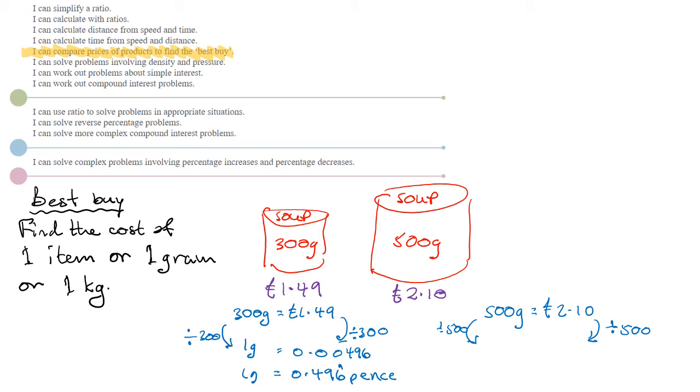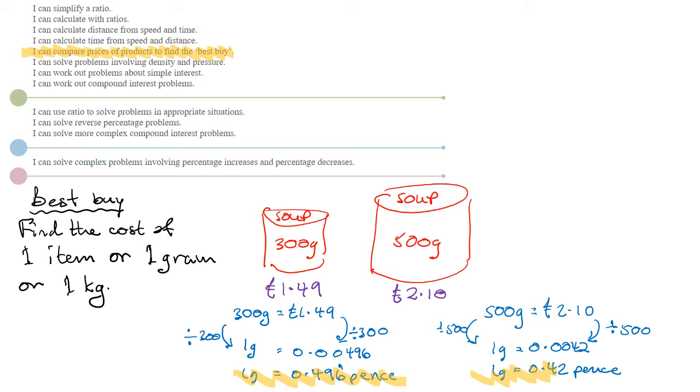So if I do £2.10 divided by 500, press S-D, what I get is 1 gram equals 0.0042, which is actually, times that by 100, 0.42 pence per gram. So from these values here, we can work out which one is the best value.